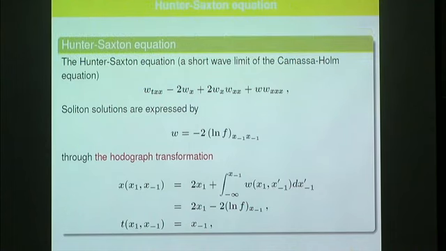And another example, the Hunter-Saxton equation. This is actually the short wave limit of the Camassa-Holm equation. The Camassa-Holm equation has an extra term, but this is much simpler. And here, using this transformation and the hodograph transformation, you can write down the Hunter-Saxton equation into bilinear equations.